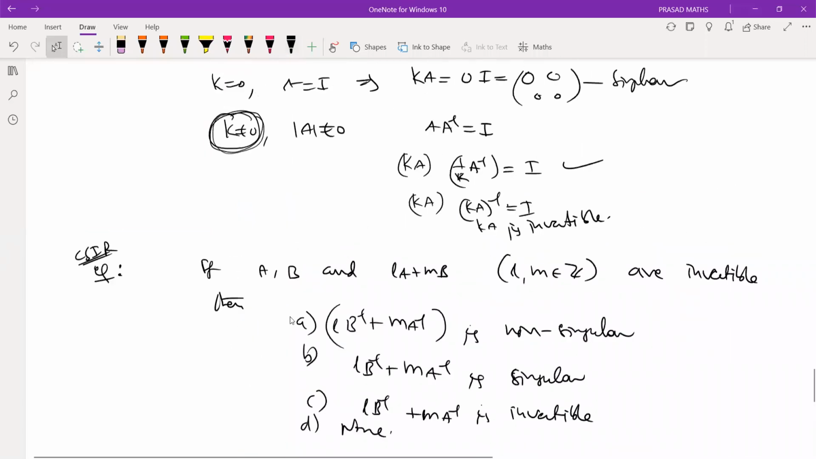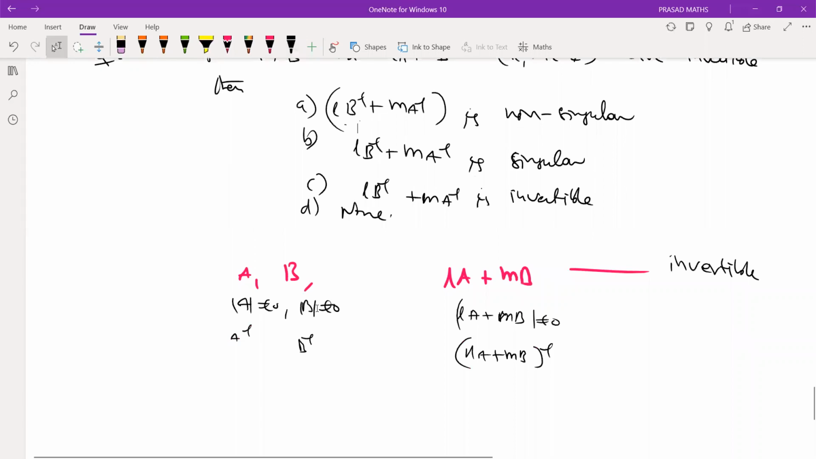First, look at the options. L B inverse plus M A inverse is non-singular, L B inverse plus M A inverse is singular, and L B inverse plus M A inverse is invertible. That means the answer is in terms of a linear combination of integral multiples of A inverse and B inverse. Now, what you are actually given is that LA plus MB is invertible.